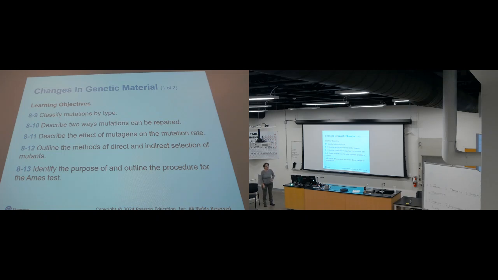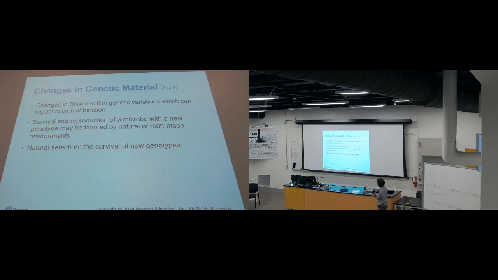Okay, now let's look at some changes in the DNA. We're going to classify mutations by type, and we're going to see 2 mechanisms for repairing mutations. We're going to see what the effect of mutagens is on the mutation rate, and we're going to see direct and indirect selection of mutants, and a specific test called the Ames test, which is used to find some mutations.